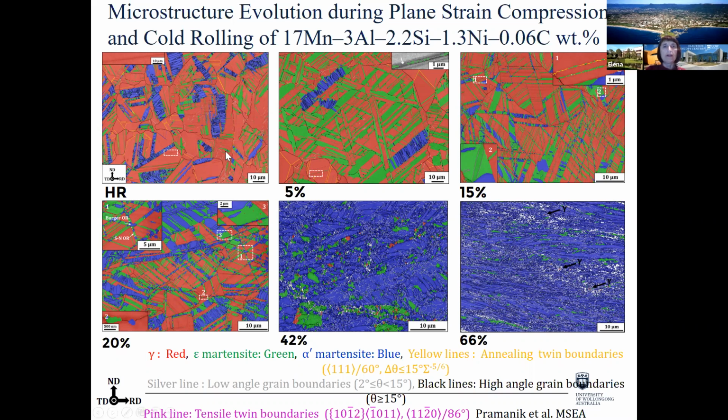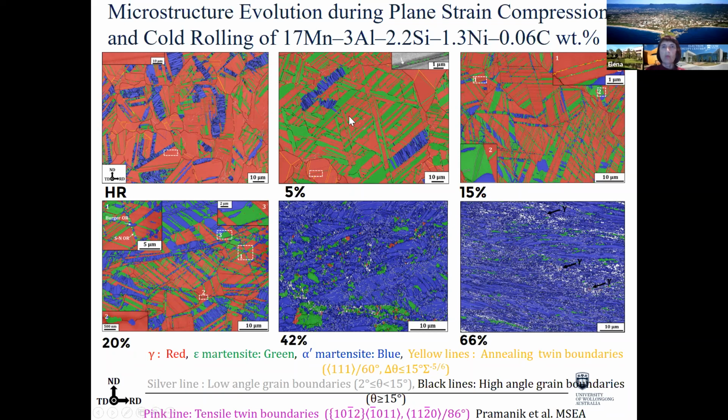So here we have an EBSD sequence of images at different plane strain compression values. Initial microstructure was consisting of hot rolled material. So red is austenite, FCC phase, green is epsilon, which is hexagonal, and blue is alpha prime, which is BCC martensite. We have also yellow lines here, which are annealing twins, and also a bit of grayish, non-indexed lines, like stacking faults present in austenite.